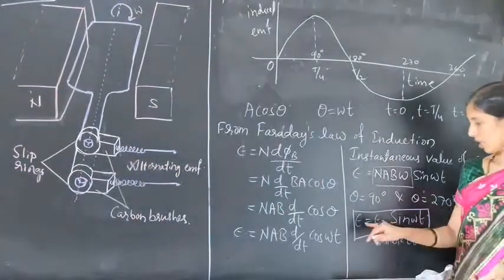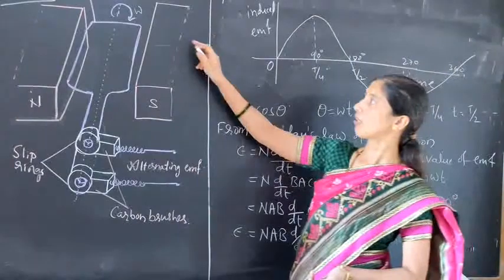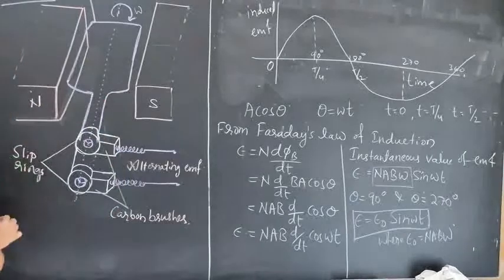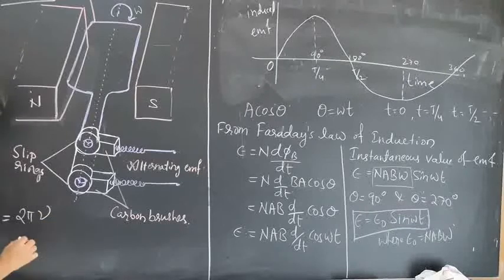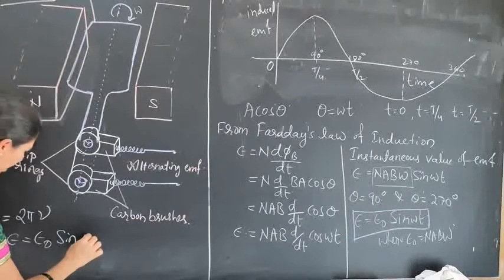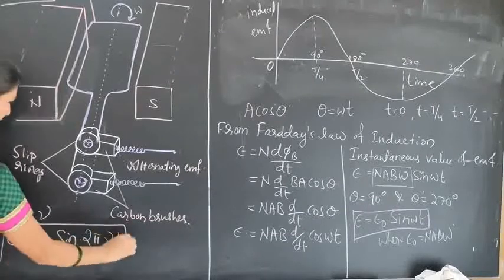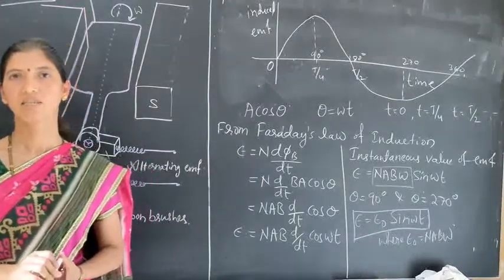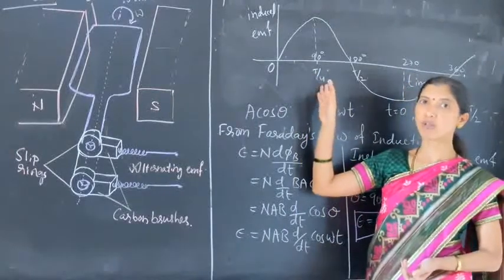Here, E is equal to E naught sin omega t. As we know, when this rotates, omega is equal to 2 pi nu. So we replace this as E is equal to E naught sin of 2 pi nu t. This is the main expression that we get in the case of the AC generator. Here I will now show you the detailed part of this graph, how to draw it.